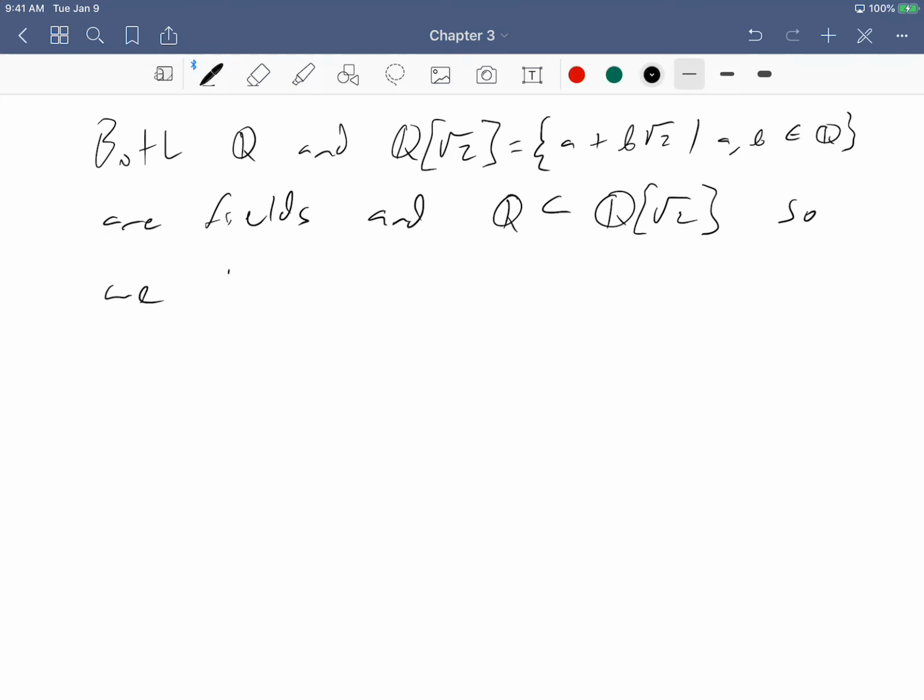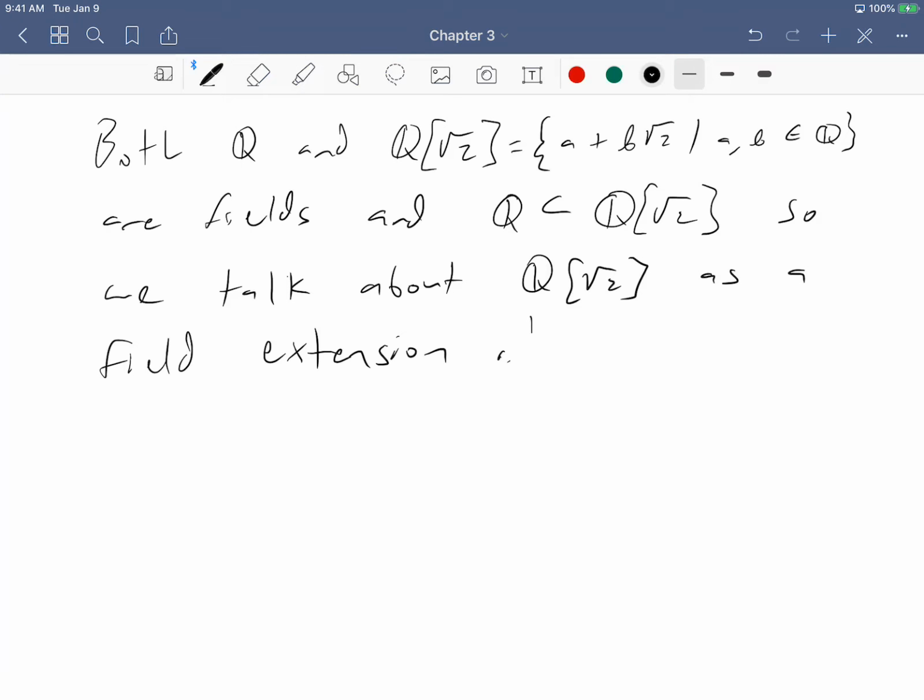So we talk about Q adjoin root 2 as a field extension of Q. And all that means is just what I said a second ago, that Q is smaller, it's a subfield, and they're both fields. Okay, so when we talk about Q adjoin root 2 as the one that contains Q, we talk about Q adjoin root 2 as a field extension of Q.